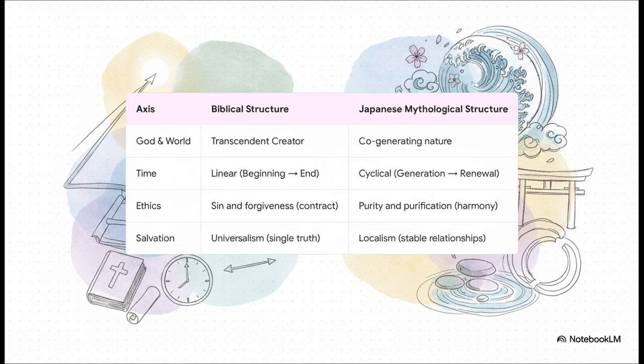One system is built on a transcendent creator and a linear path that's governed by sin and forgiveness. It's a kind of top-down model. The other is built on a code-generating world and a cyclical path governed by purity and harmony, much more of a bottom-up network. So the key takeaway is this. These aren't just different stories. They're entirely different models for processing reality.